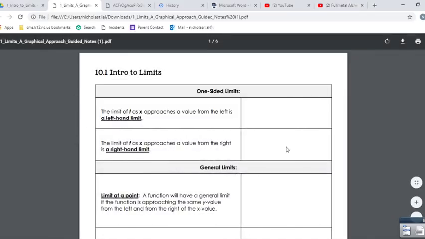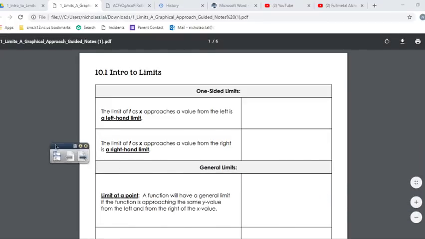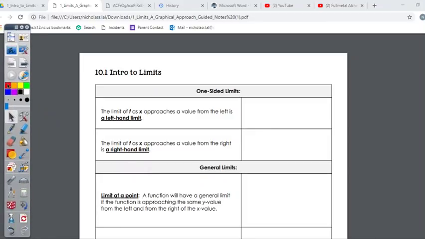Hello, pre-calc students. Doing intro to limits as a video. So starting off, we're going to understand vocabulary for one-sided limits, and then we're going to go to general limits, and then we're going to go through some examples. So these are the notes. Let's get started. So first off, we have one-sided limits.